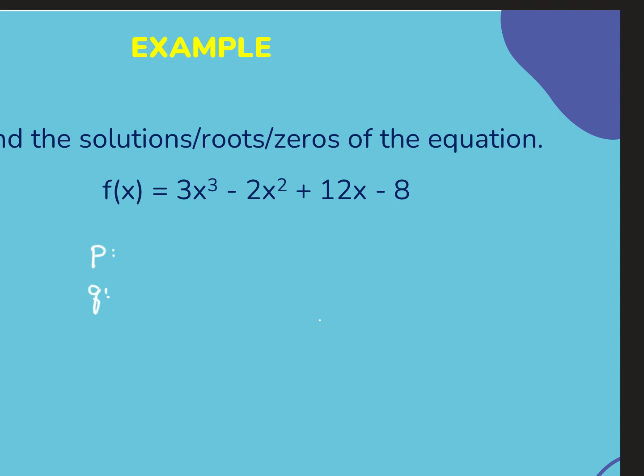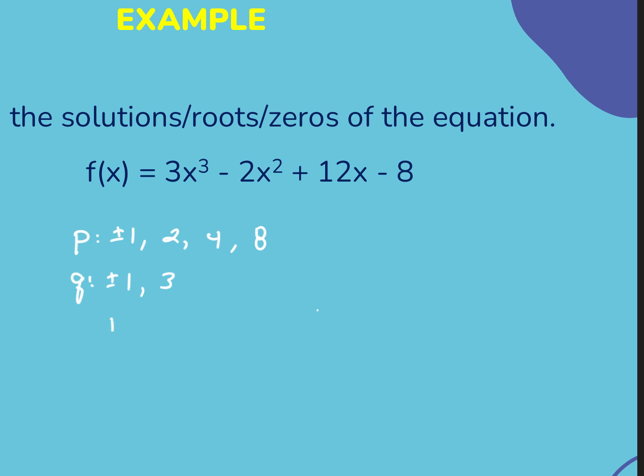Okay, so here's the deal. What is my P? So I have plus minus 1, 2, 4, and 8, correct? My Q, I have plus minus what? 1 and 3. So not only do I have those whole numbers, I also have to take into account plus minus 1/3, plus minus 2/3, plus minus 3/3, which is 1, 4/3, plus minus 8/3, right? Now, you could use synthetic division and just try to figure out where you will get a 0 as a remainder. You could, but that would take a very long time.